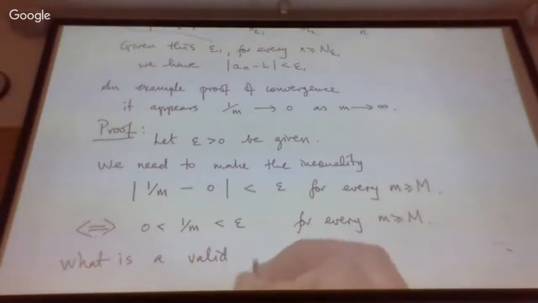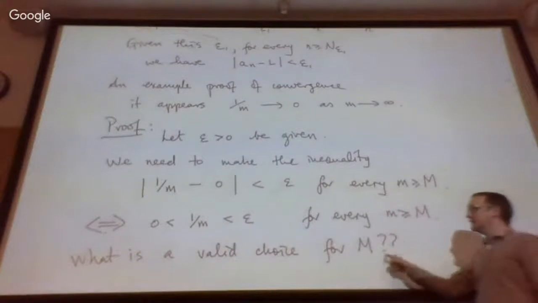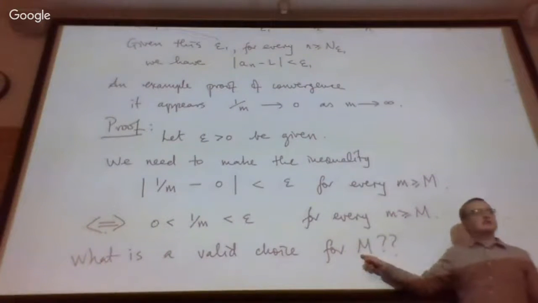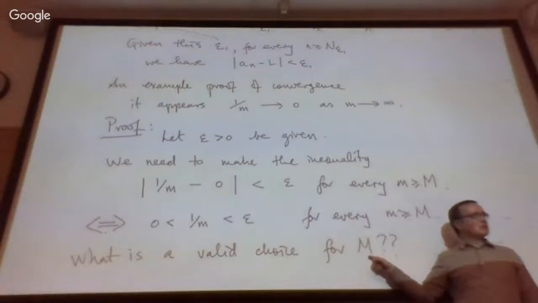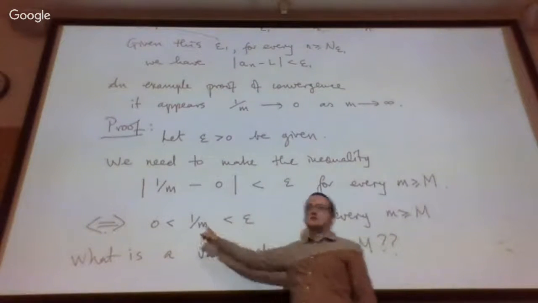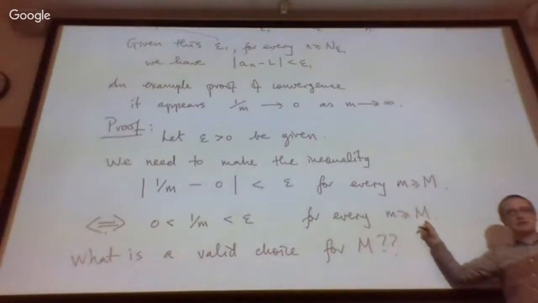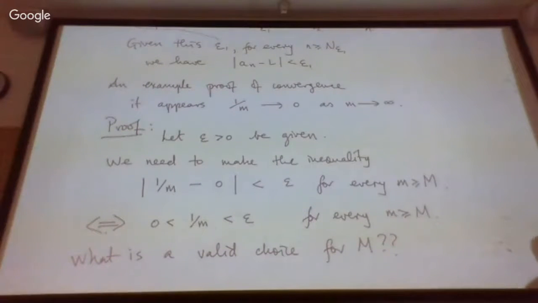So this is the question I have to answer now. What is a valid choice for the quantity capital M? If I can provide a valid way to assign a value to capital M that always makes this inequality true in the required range for every little m past this point, capital M, then I'll have succeeded in showing that the sequence is convergent. Then I'll have established the condition in the formal definition.